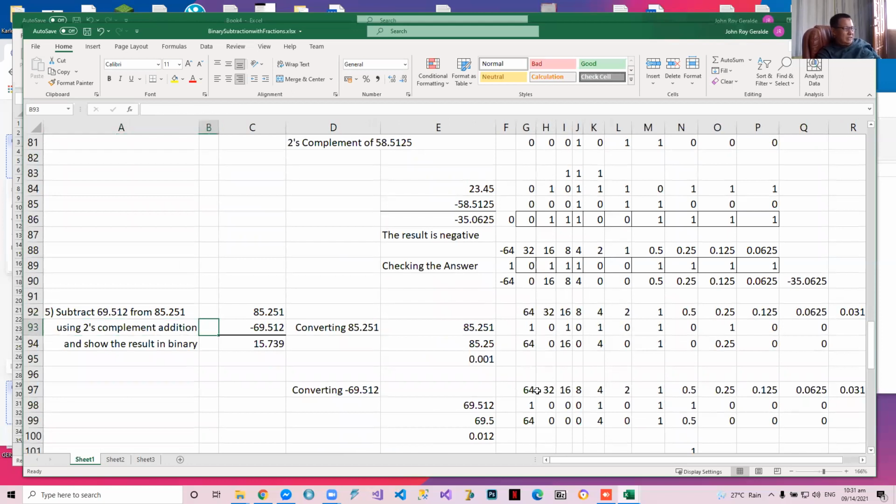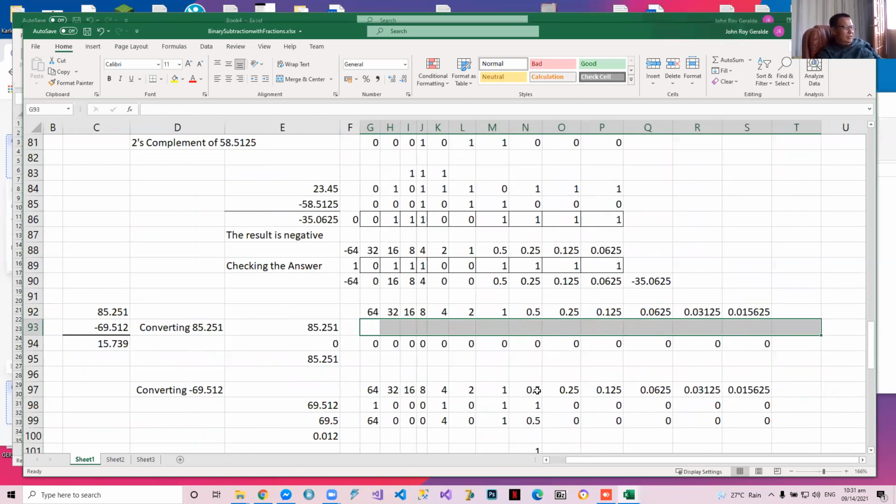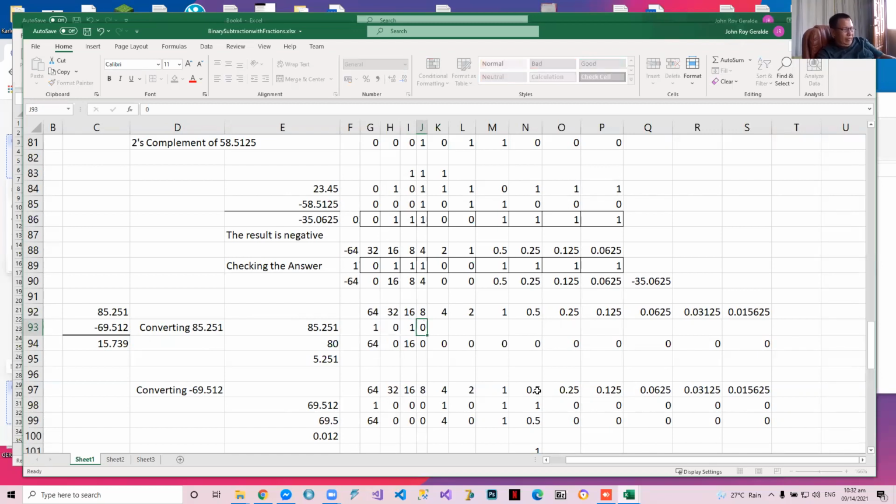For number 5, 69.512 minus, no, this is normal, no? This is normal because the subtrahend is smaller. Okay, so we need a 64 for 85. Any questions? No. For 21, we cannot have this. If we can have 16, we cannot have 8, but we can have 4. We cannot have 2. We can have 1. We cannot have 0.5, but we can have this.